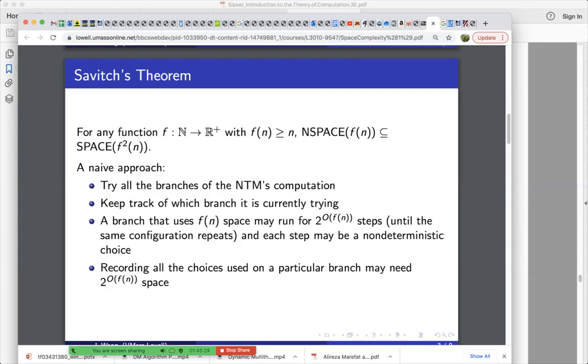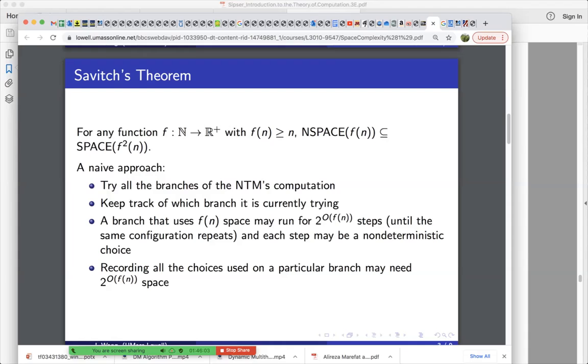We're going to devote the second half of the class to this theorem. After that, if we have time left, we may go through the concept of space completeness. I hope that we are going to have a good understanding of this proof. It is quite interesting, looking at space complexity in this way.